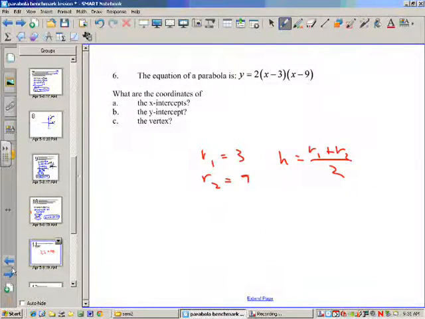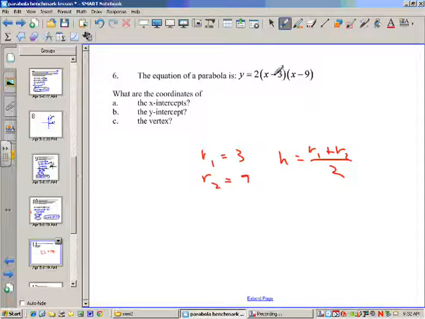Moving on, finding the information about this quadratic: the x-intercepts, notice there can be 2, but the y-intercept there's only 1, and then the vertex will be useful.